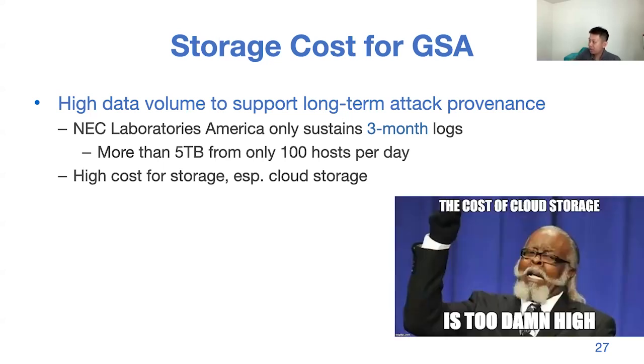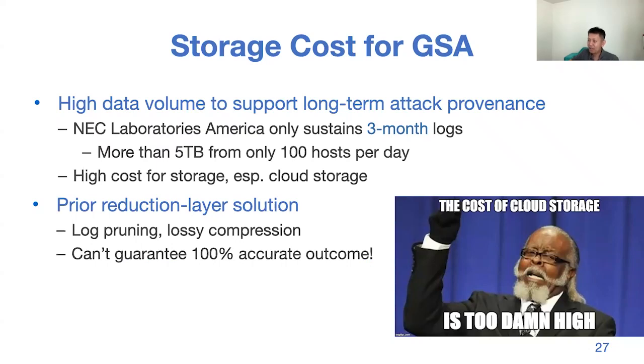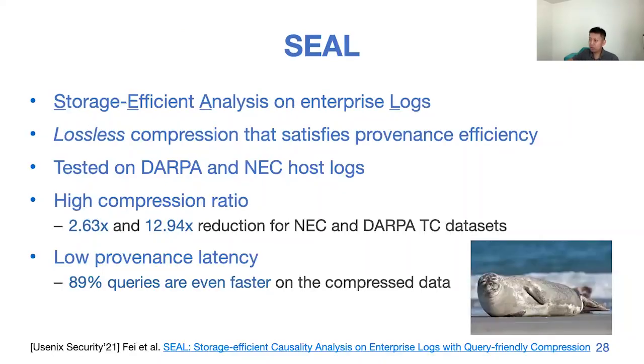And the problem is cloud storage typically costs a lot, so you really want to reduce storage overhead. There has been some work to reduce the storage overhead, working as a reduction layer, for example pruning the logs or doing lossy compression. But we could argue those approaches have the problem that they cannot guarantee a 100% accurate outcome, because you don't know what kind of benign logs can later be leveraged by the attackers. So we are thinking, can we do lossless compression on the data?